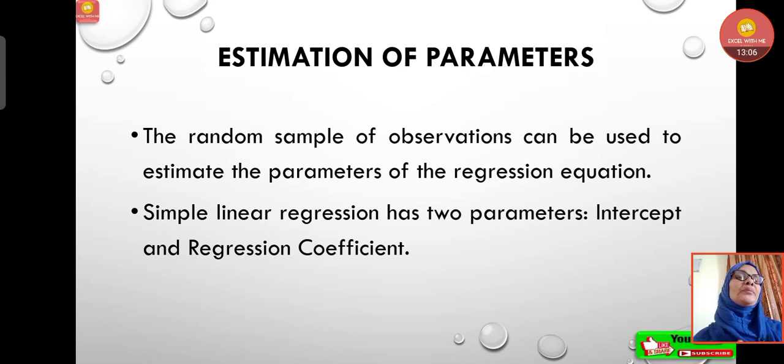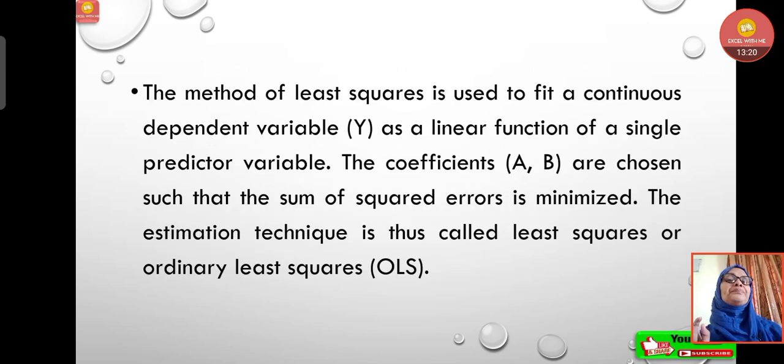Now, what is the estimation of parameters here? The random sample of observations can be used to estimate the parameters of the regression equation. Now, simple linear regression has two parameters, that is the intercept and the regression coefficient.